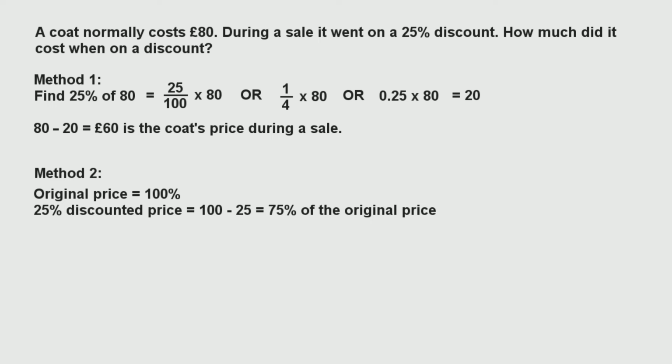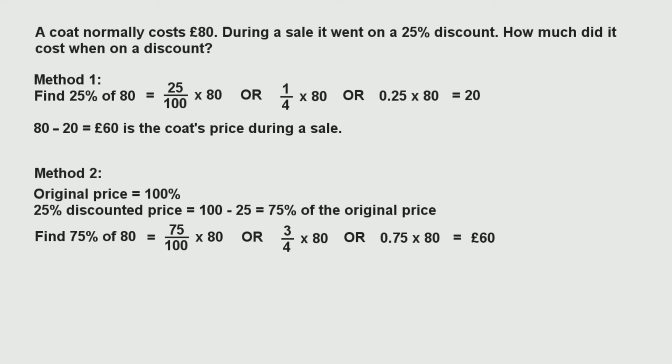Second method, again, if you imagine the original price is 100%, so a 25% discount will be 100 minus 25. So we take away the 25% from 100% to get 75%. So the sale price of the coat is 75% of its original price, because it's a 25% reduction. It's 75% of the original price. So now all you do is just find 75% of 80, and you wouldn't need to take it away afterwards. So 75% of 80, it's 75 over 100 times 80, or it's 3 quarters, right? Because previously we had 1 quarter, so 3 quarters times 80, or 0.75 times 80. And whichever way you do it, you get £60. You get straight away the right answer.